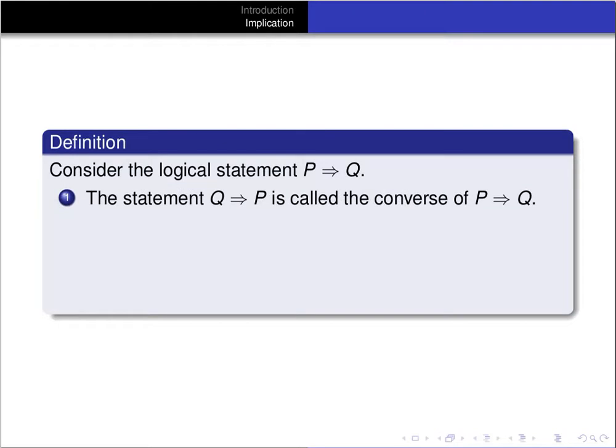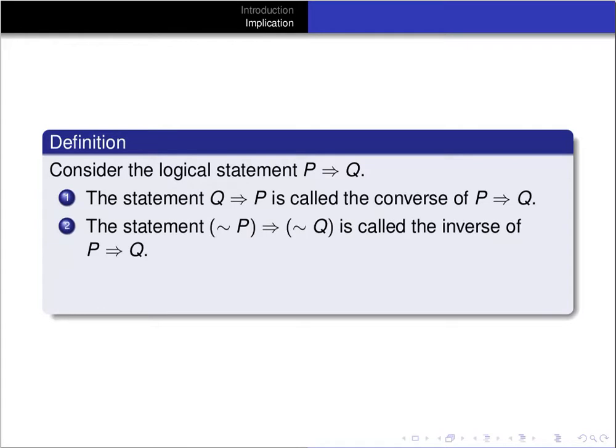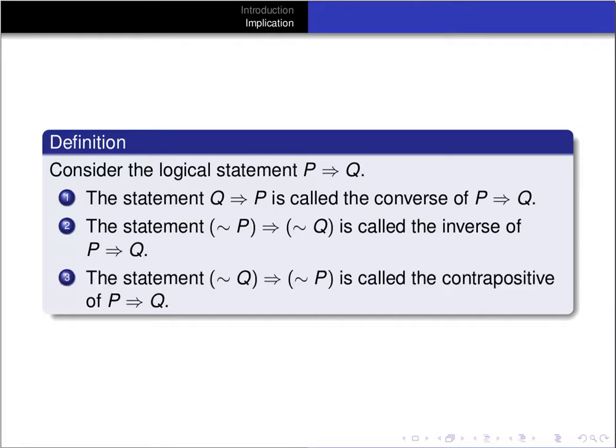Some statements closely related to p implies q are the following. The statement q implies p is called the converse of p implies q. The statement not p implies not q is called the inverse of p implies q. And the statement not q implies not p is called the contrapositive of p implies q.